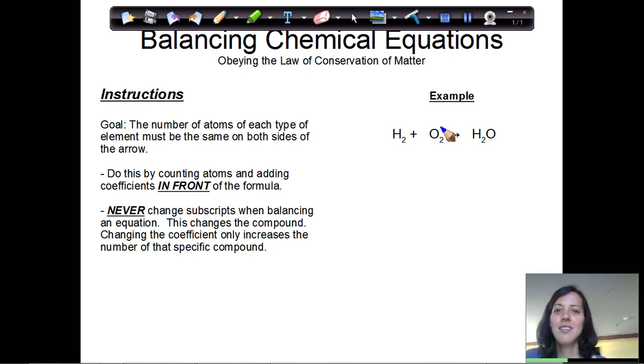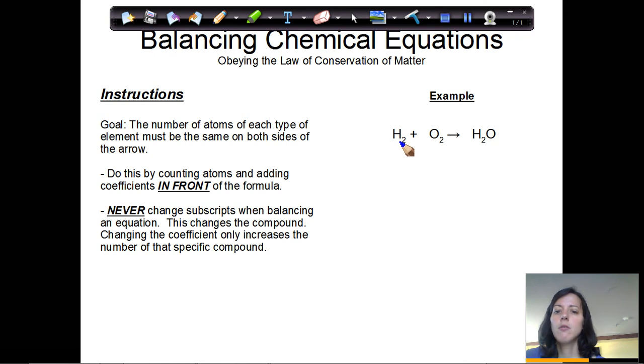So this really is trial and error, and it is a bit of a logic puzzle for those of you who like logic. So you do this by adding coefficients out front. Those are the big numbers that we write out front. We never, ever change subscripts when you're balancing a chemical equation. So let's look at this. I recommend starting from left to right as long as the element is only listed once, and I'll explain more in class about tricks to balance more complicated chemical equations.